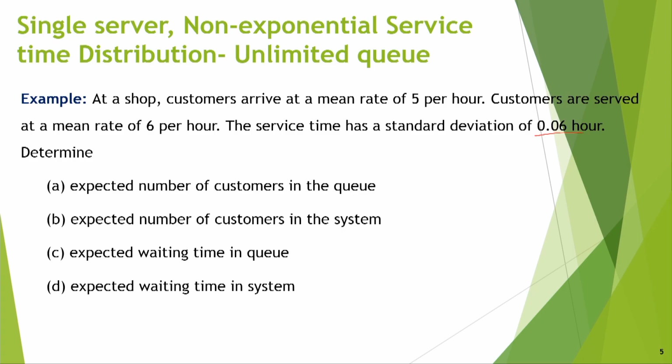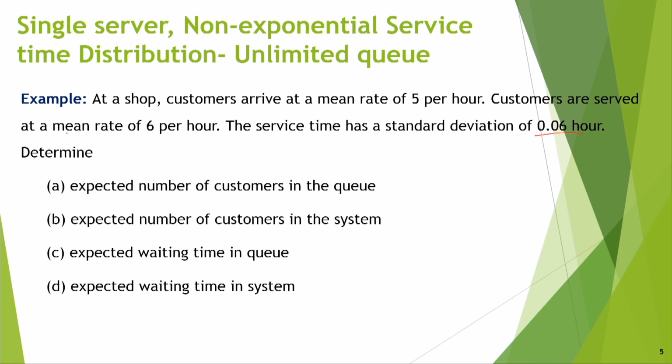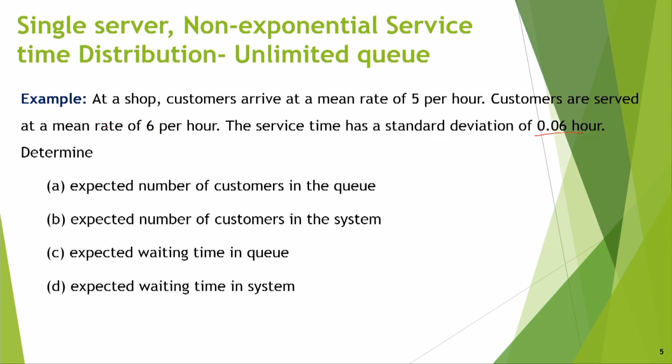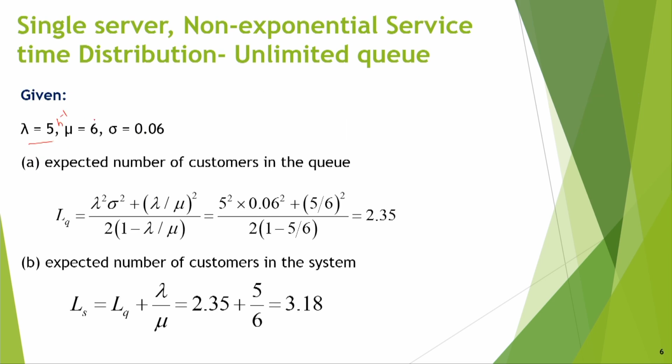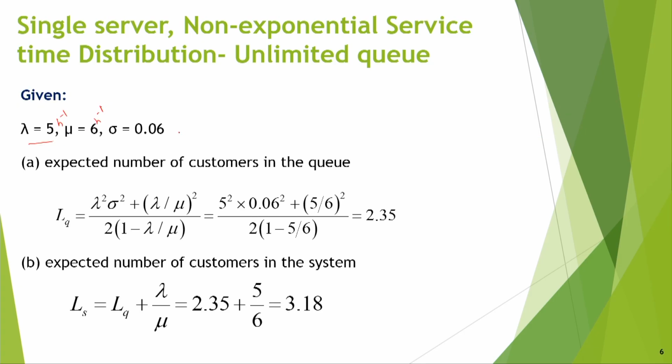expected waiting time in queue, expected waiting time in system. So how do you do that? You have to say lambda is equal to 5. Actually, more precisely, we have to write the unit, so 5 per hour, 5 H inverse. Mu is equal to 6 customers per hour. This is also H inverse, an arrival rate, and sigma is equal to 0.06 hour.